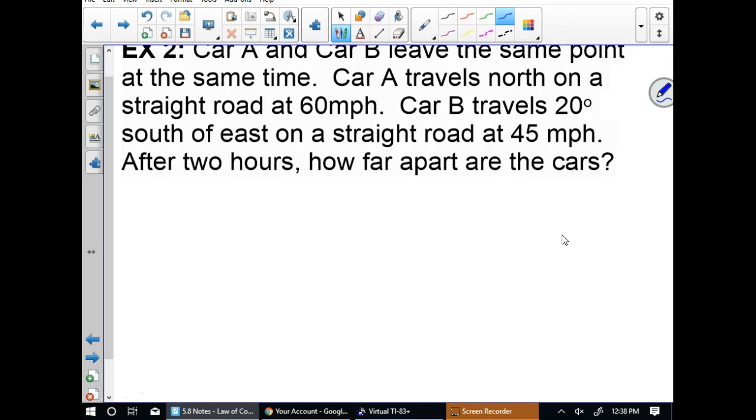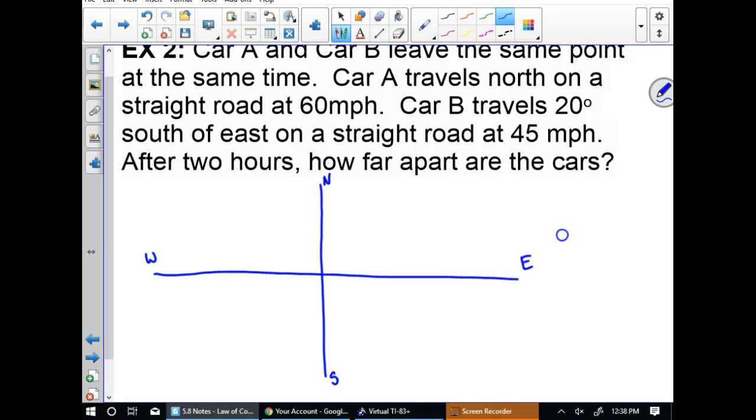So the easiest place to have them start from is the origin, right? If we're thinking north, south, east, and west, we got north, south, west, east here. And so we're going to have them both start right here. Car A is going to travel north on a straight road like this. And they go 60 miles per hour for 2 hours. How far do they travel? 60 miles per hour for 2 hours. 120.